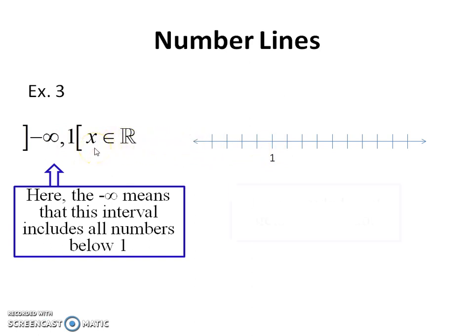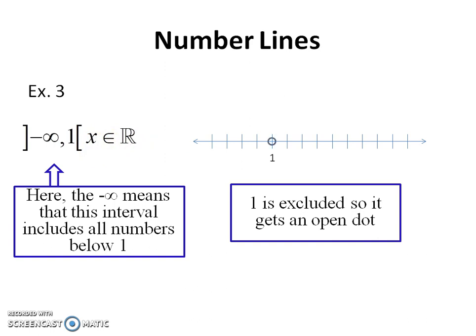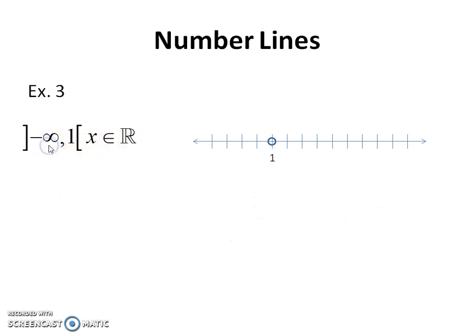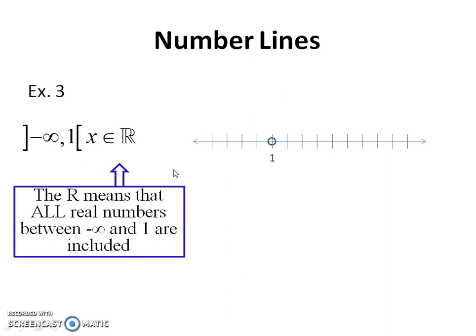Because the 1 is excluded, it gets an open dot. Because it's real numbers, it gets filled in, and because it goes all the way to negative infinity, we indicate that with an arrow.